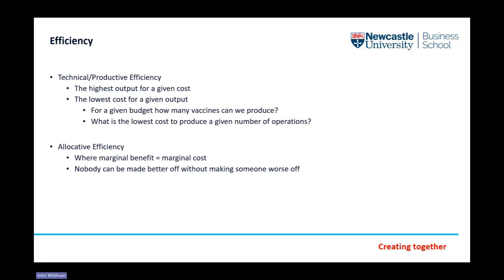So for a given budget, how many vaccines can we produce? What's the lowest cost to produce a given number of operations? So that's very much technical and productive efficiency. The other element of efficiency is allocative efficiency. And strictly in economics, we consider this to be where marginal benefit equals marginal cost. Or another way of thinking about it is, if you've ever come across the idea of Pareto optimality, some sense of nobody can be made better off without making somebody worse off. So allocative efficiency is a little bit more difficult to picture compared to technical and productive efficiency.